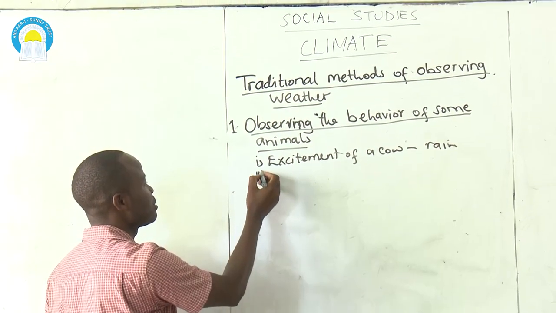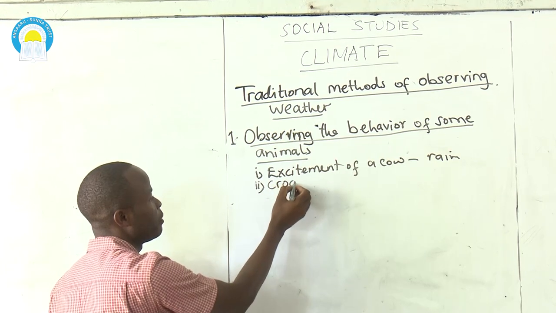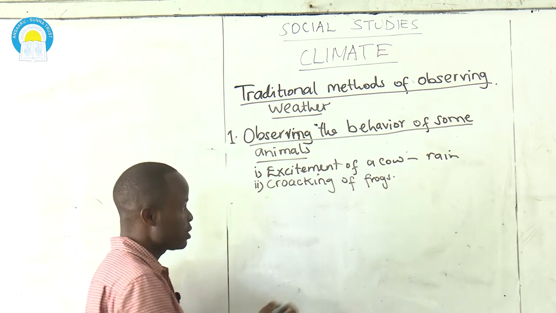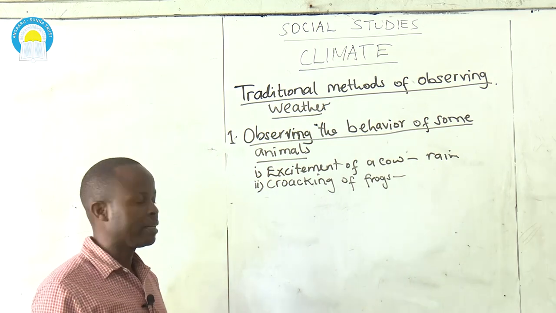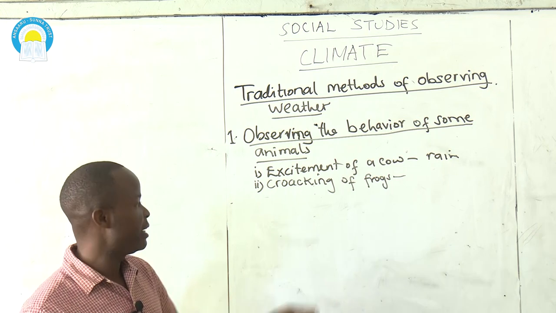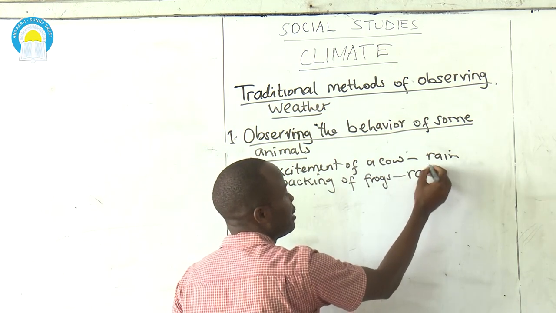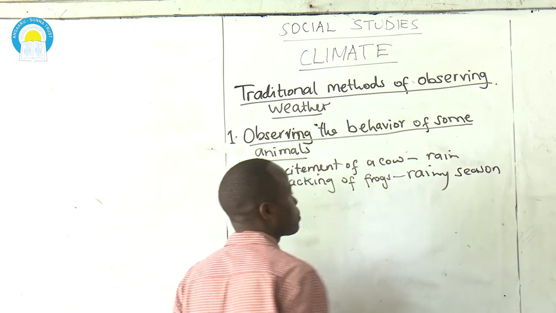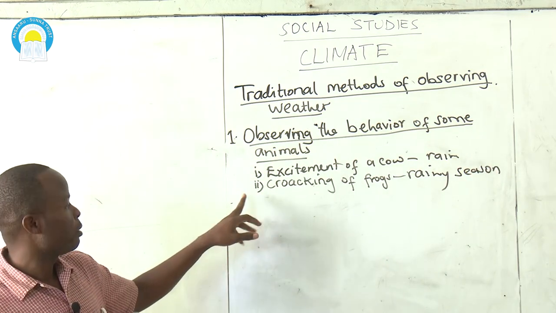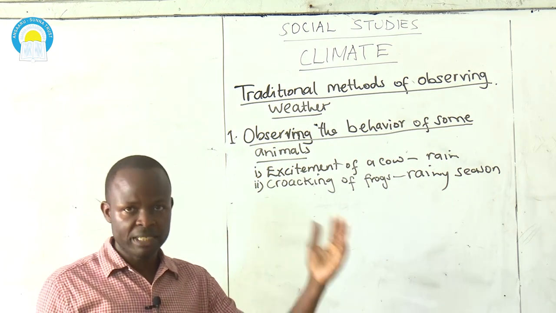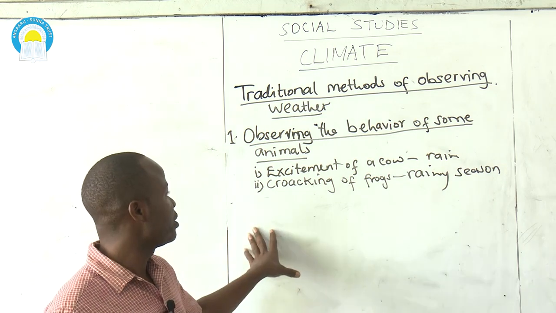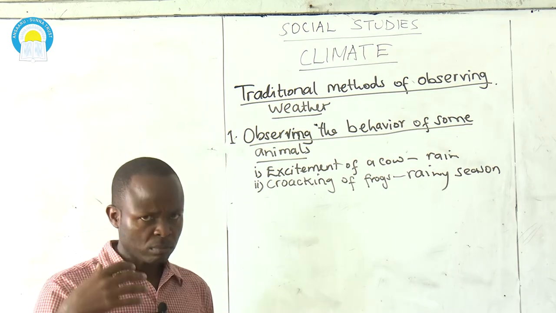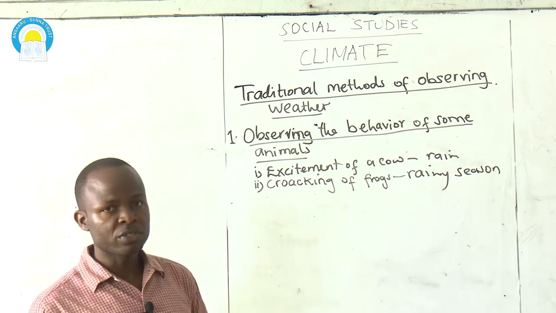Another one under observation of some animals is the croaking of frogs. Frogs normally croak when there is rain or when it is almost a rainy season. So this one also indicated a rainy season. You know, mostly for frogs, that is their mating season. They normally mate during the rainy season, so when they smell the rain, they start croaking. So you find that most frogs croak when there is almost rain.